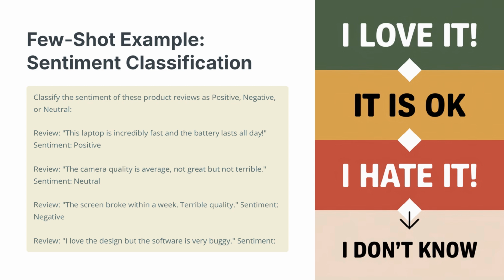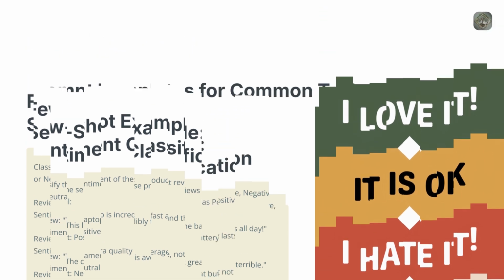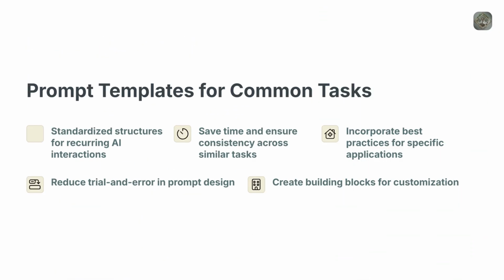The AI can then apply these patterns to the final unlabeled review. This approach is far more effective than trying to explain all the nuances of sentiment detection in abstract terms. The examples efficiently communicate both the task and the classification criteria, allowing the AI to inductively learn the pattern rather than following explicit rules. Our 5th technique introduces prompt templates, standardized structures for recurring AI tasks.